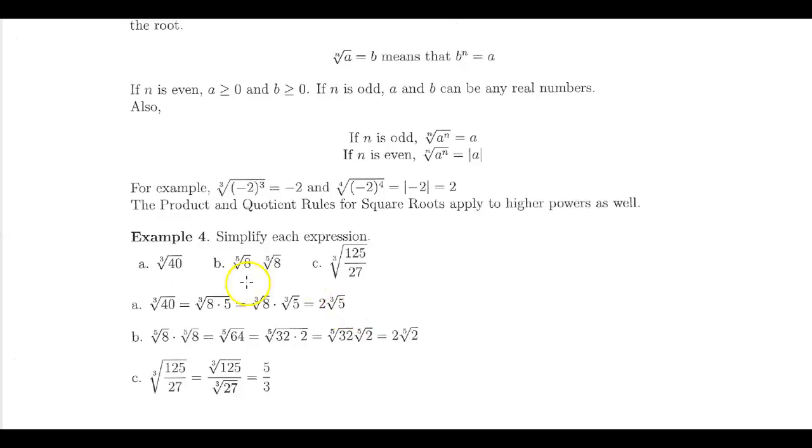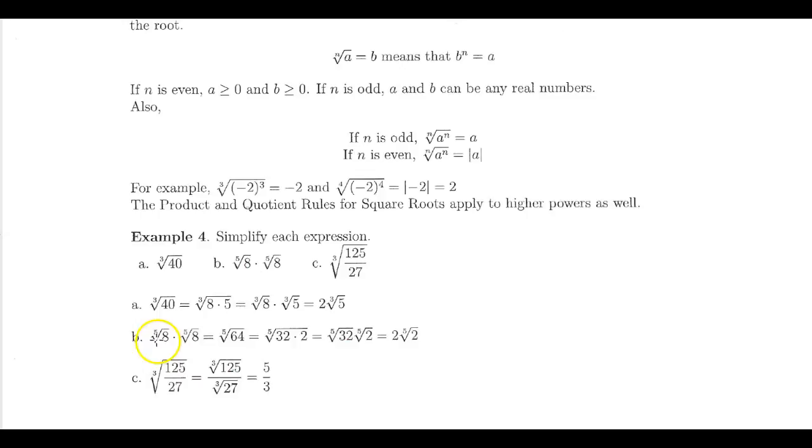So if we're simplifying the cube root of 40, I can look for the largest cube factor of 40. So cubing numbers, I have 1, 8, 27, 4 cubed is 64, 5 cubed is 125. And usually knowing those first 5 is helpful. And so the largest perfect cube factor of 40 is 8. So we can write 40 as 8 times 5. And that will be the cube root of 8 times cube root of 5. The cube root of 8 is 2, so that's 2 cube roots of 5.